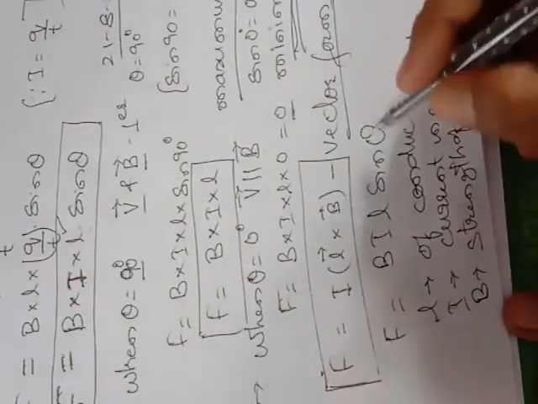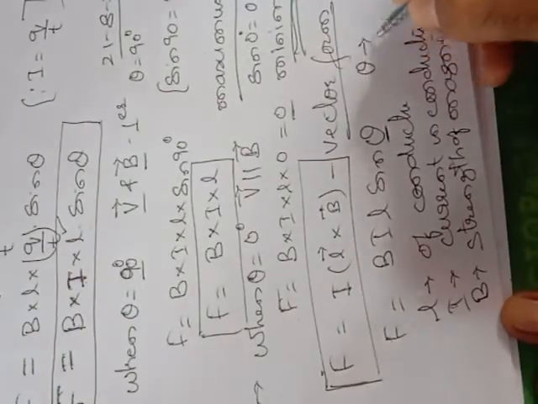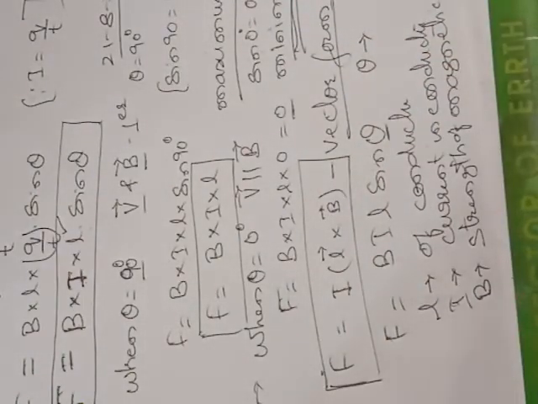Fourth, it depends upon theta. So what is theta? Theta means it is the angle between the length of the conductor and the magnetic field B. So these are the four factors on which the force acting on a conductor carrying current depends when they are placed in a magnetic field. So first is the length of the conductor, second is the current in the conductor, third is the magnetic field strength B, and fourth is the angle between length L and the magnetic field B.